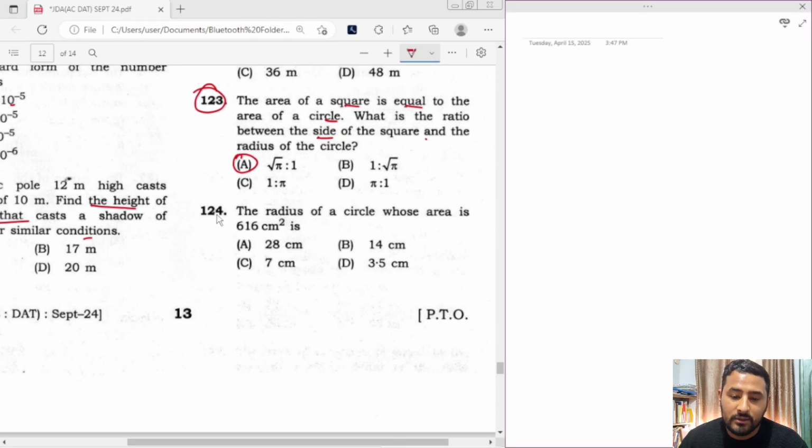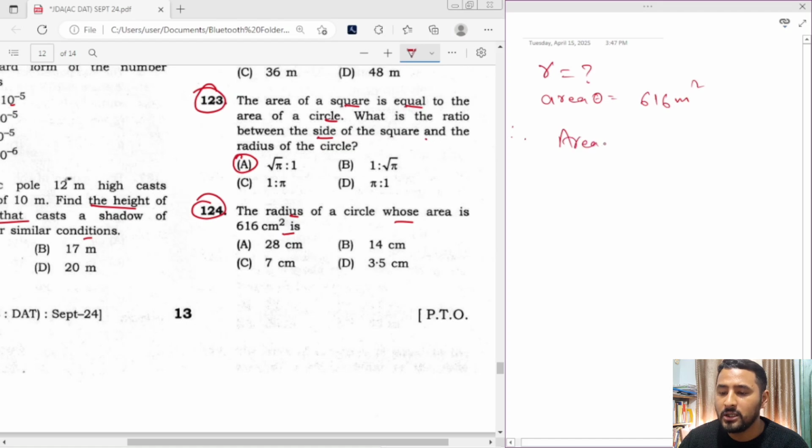Let's go next. The 124. The radius of a circle whose area is given, very easy. We need to find the radius of a circle. We don't know it. The area of the circle is given as 616 meters square. We know area of a circle is how much? Area of a circle is pi r square. So 616 equal to pi r square.